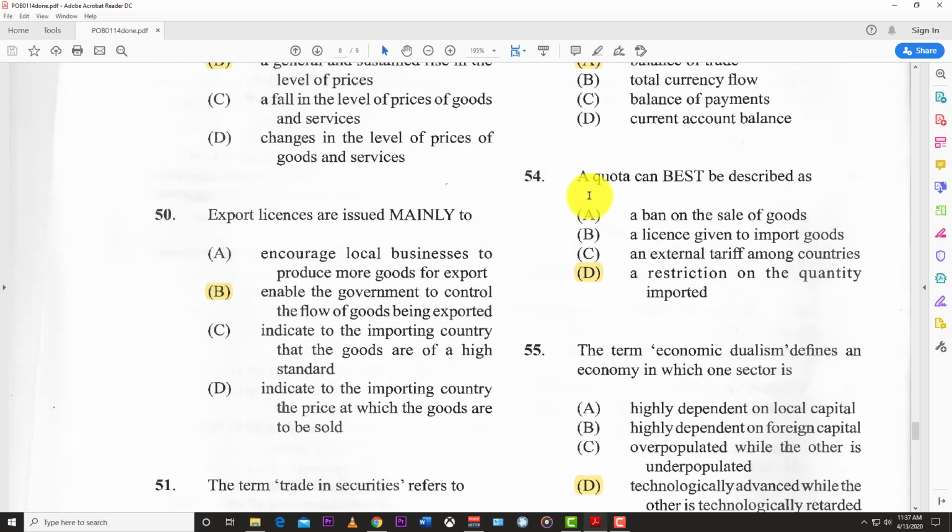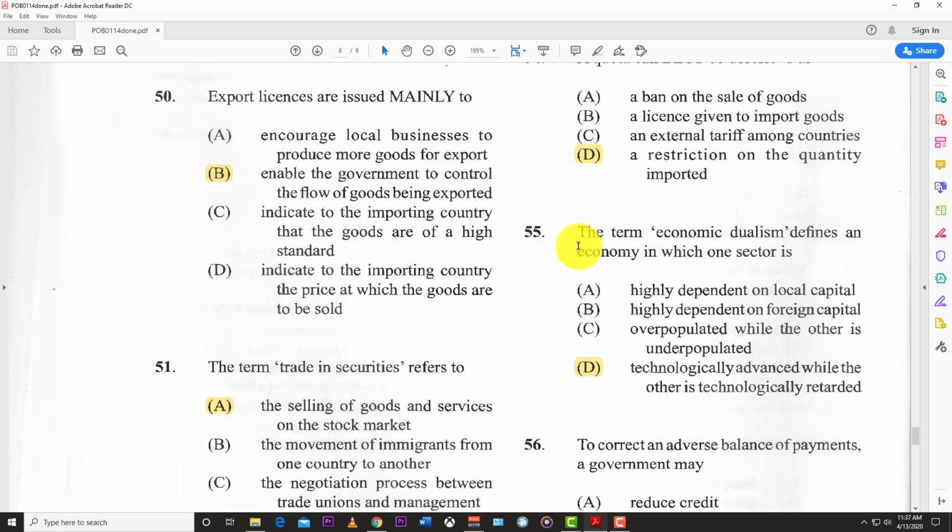54. A quota can best be described as a restriction on the quantity imported. Quota, the government said, look, only 10,000 of this is going to be imported every year, and that's it. So that's the quota, a set amount.